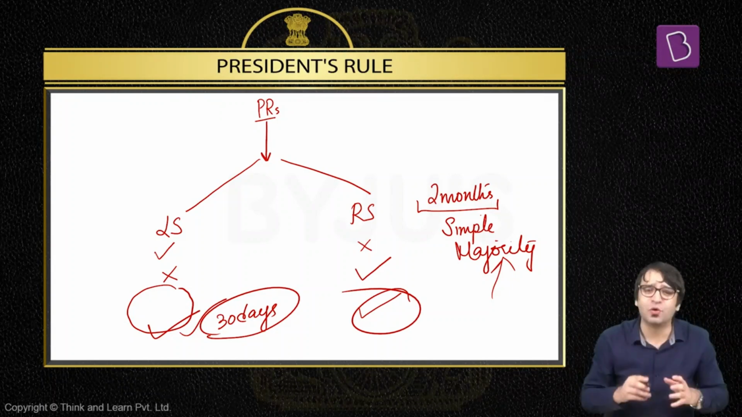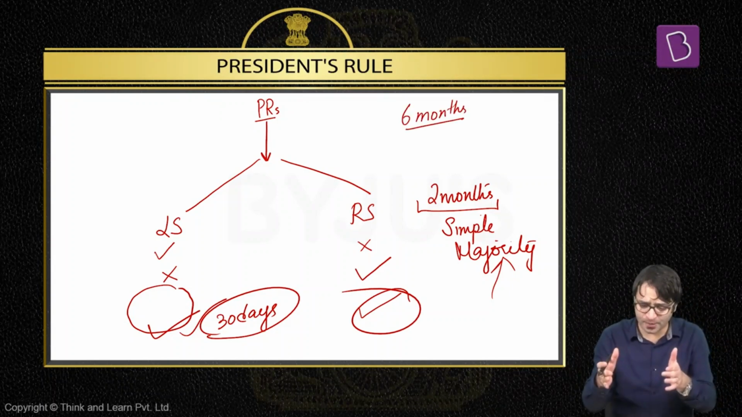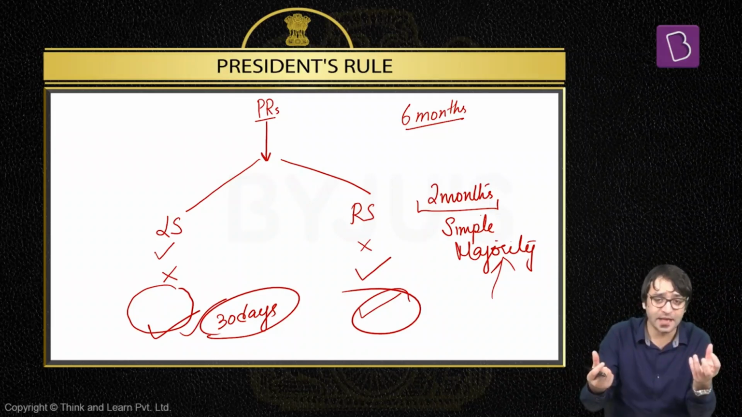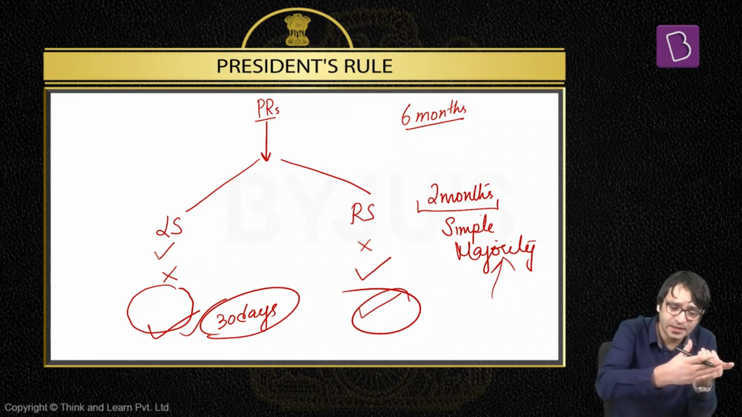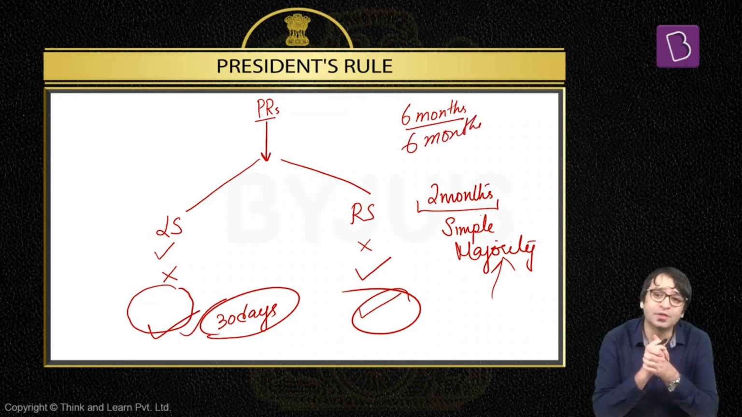But once President's rule is imposed, how long will it continue? It will continue for a period of 6 months. Let's say within 2 months, both Lok Sabha as well as Rajya Sabha approve President's rule by simple majority. Once the other house has also approved, which means first if Lok Sabha approves it by simple majority, then Rajya Sabha approves it by simple majority. From the date Rajya Sabha, which is the second house, from the date the second house approves this President's rule by simple majority, from that date for 6 months, this President's rule will continue in that state. After that, can it continue further? Yes, for another 6 months. Provided again, both houses of the Indian Parliament approve President's rule by simple majority.